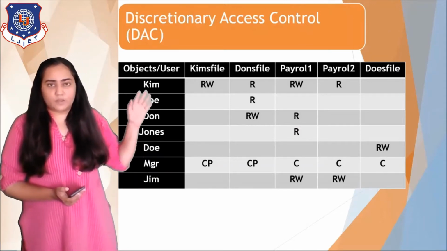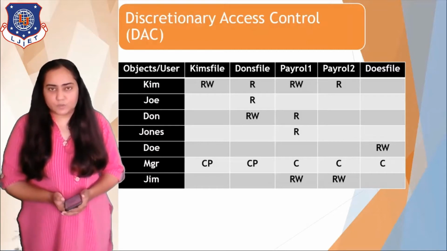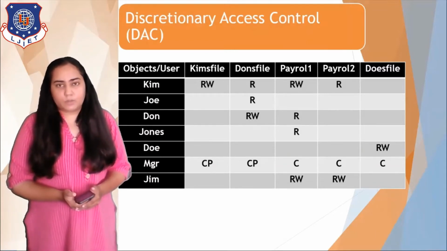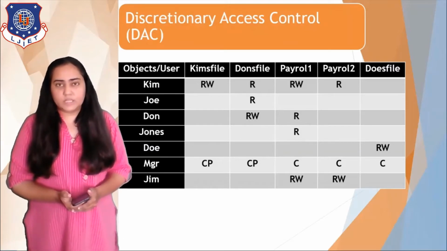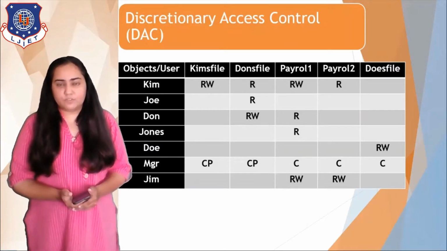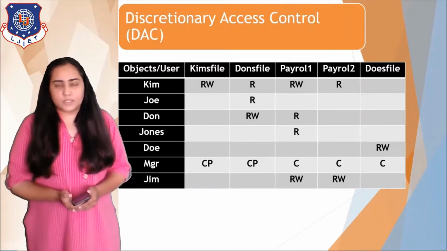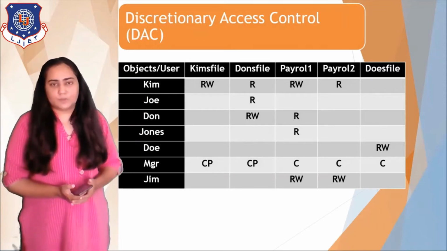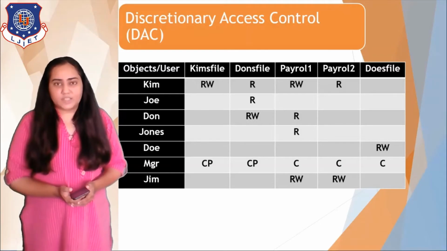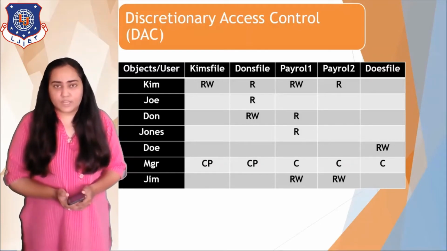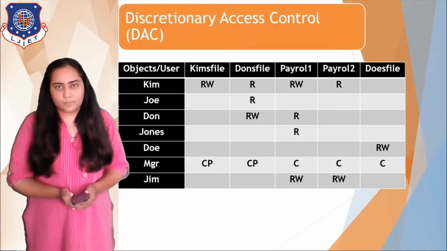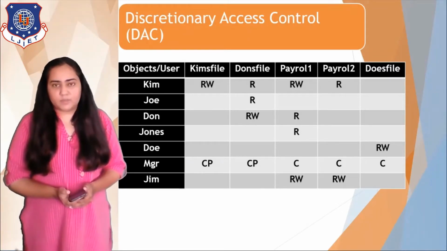And you can see on the left-hand side, there are different types of users. Those are the names of the users. And on the topmost row, you can see different types of objects. These are different files available for access in the database. And you can see next to Kim over here, it is written RW. So RW is written under Kim's file, which means Kim has a right to read and write into Kim's file. And this is how this type of a table is created.